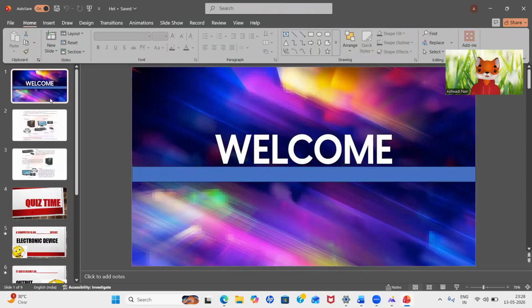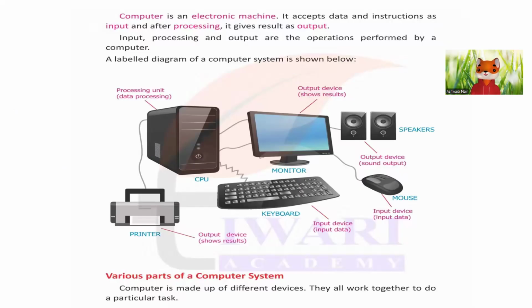So here we have seen what is a computer. A computer is an electronic machine. It accepts data and instructions as input, and after processing, what will it give you? It will give you the result. It will give you output.